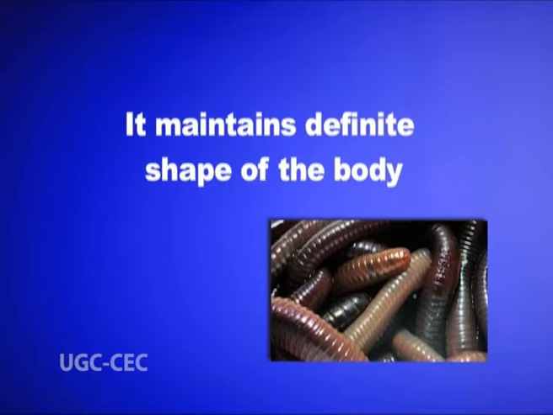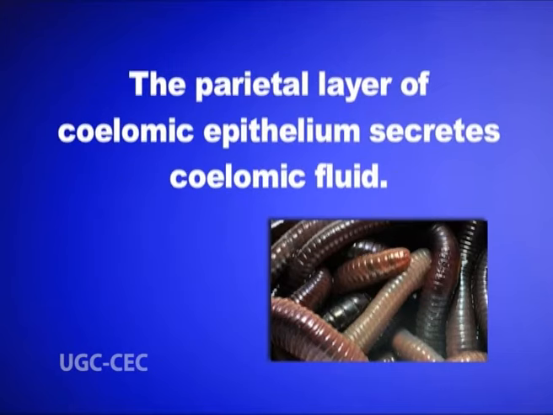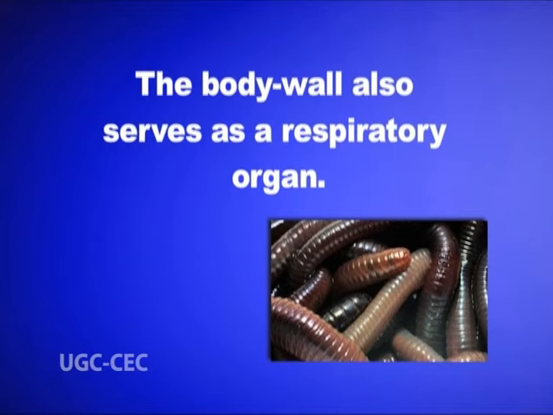The cuticle prevents the evaporation of water and protects from injuries. The mucus secreted by the epidermal glands keeps the surface slimy, clean and free from harmful organisms. It also helps in plastering the internal walls of the burrows. The parietal layer of coelomic epithelium secretes coelomic fluid. The body wall also serves as a respiratory organ.